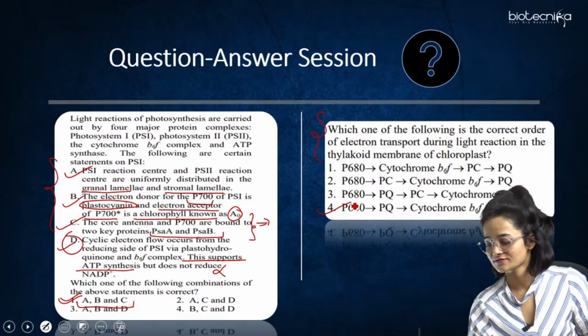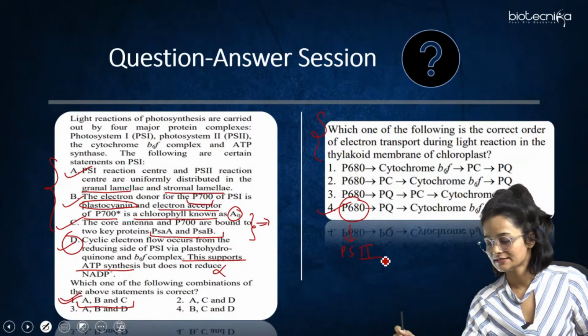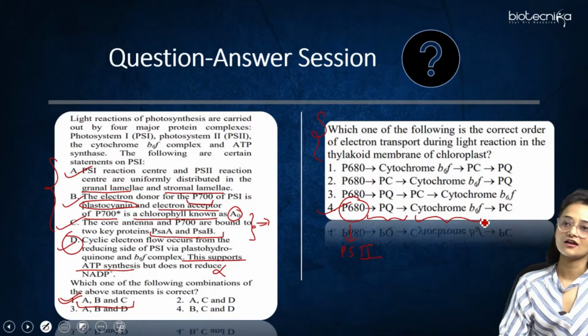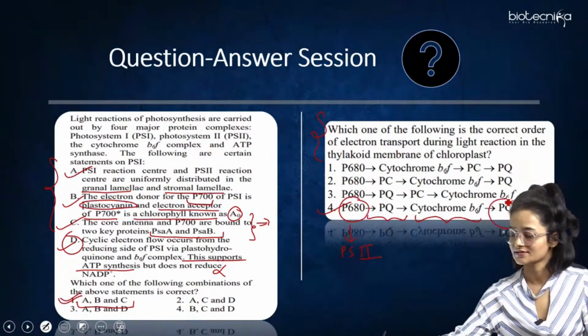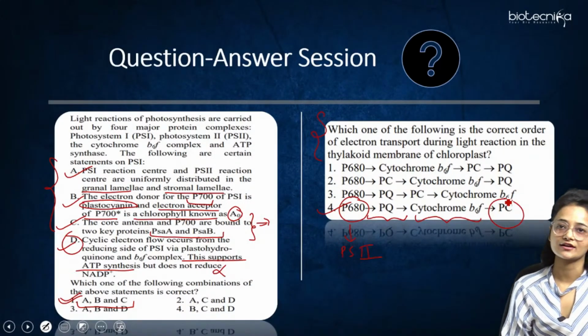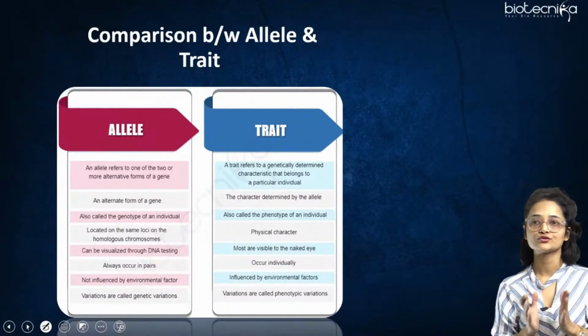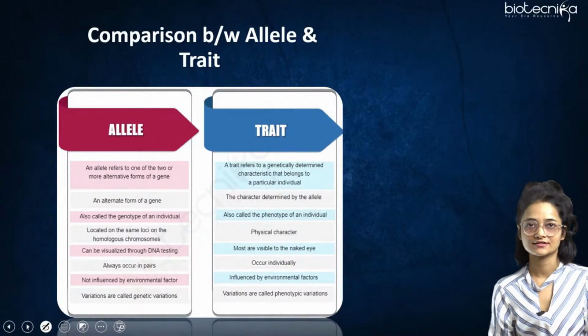The electron is being transferred from P680, that is the PS2, right? And it is being transferred to the plastoquinone, then it is being transferred to cytochrome B6F, and at last it is being transferred to plastocyanin, right? So this option is the correct one. So good. Now moving on to our unit 8.